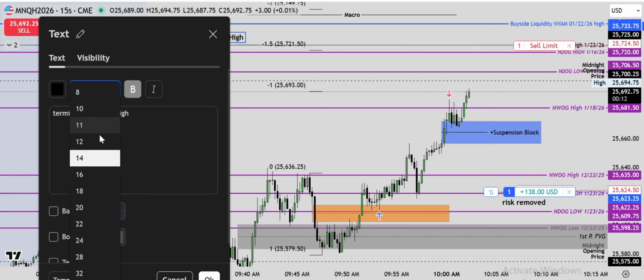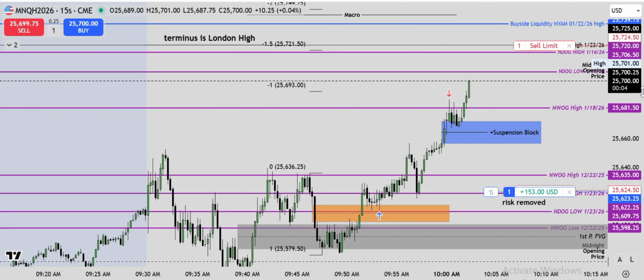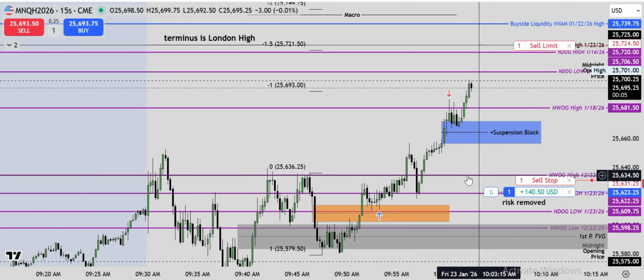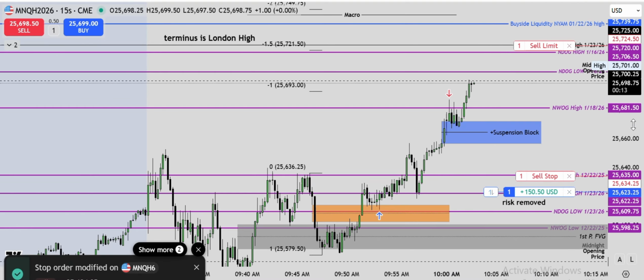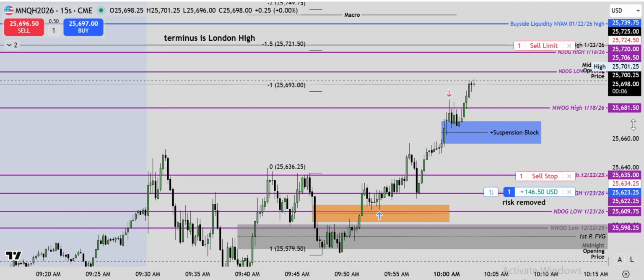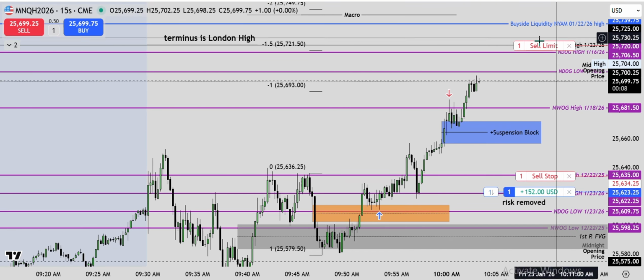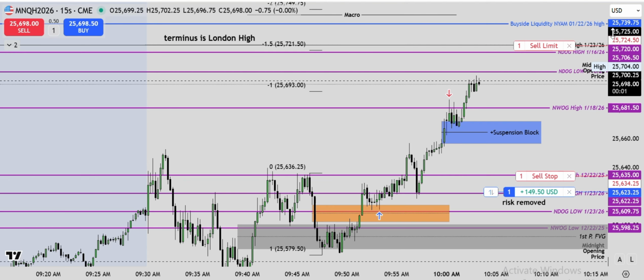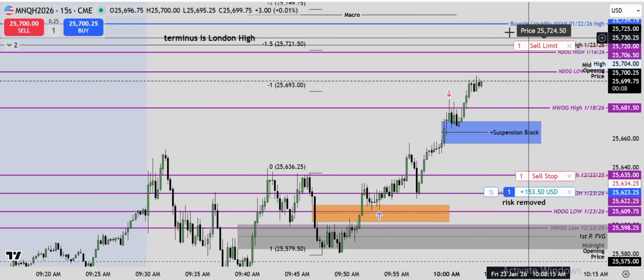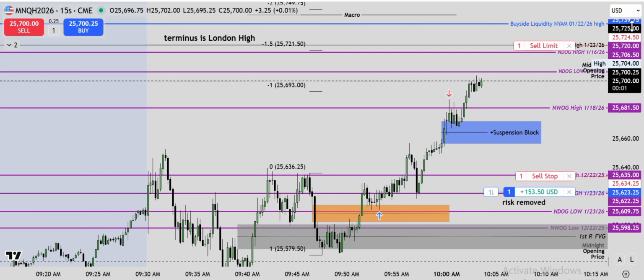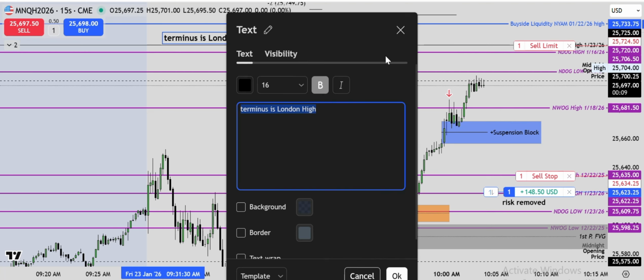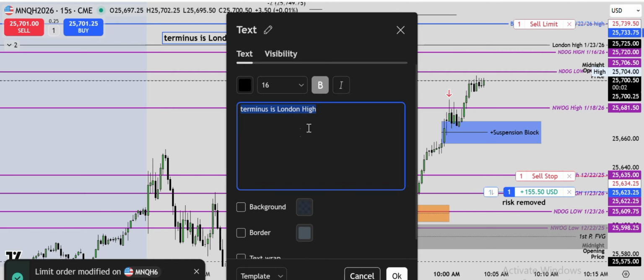Here I'm just outlining that terminus is London high. Kind of floating below that midnight opening price. I want to see price close above it and use it as support. Just kind of playing around with my limit order there. And this is where I change it.